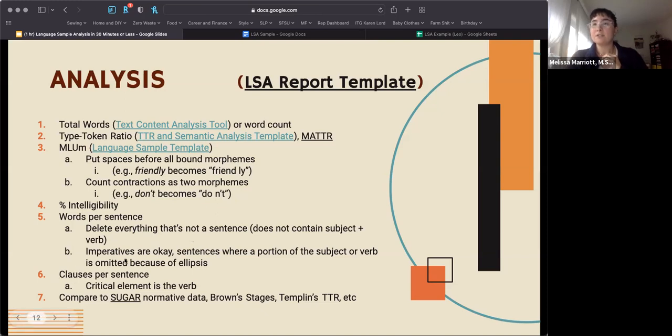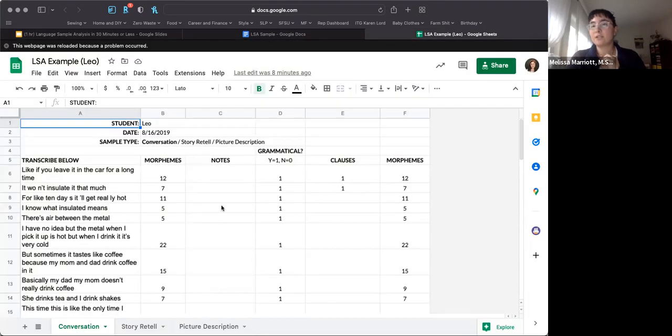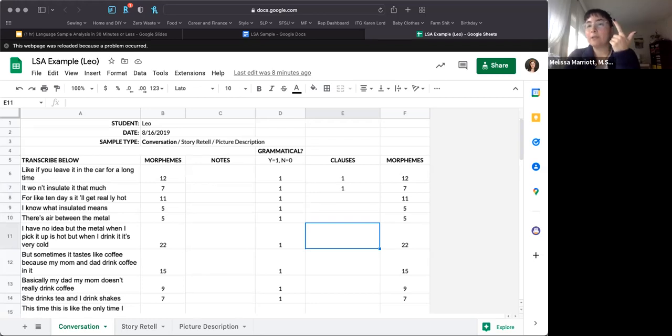The second to last one, clauses per sentence, I also have calculated on here. Similarly, I just go through and count how many subject and verb pairs there are, even if the subject is implied or mentioned in another part of the sentence. A lot of these are single clauses, but then, "When I pick it up, it is hot. When I drink it, it's cold." So that's a 5 clause utterance right there.